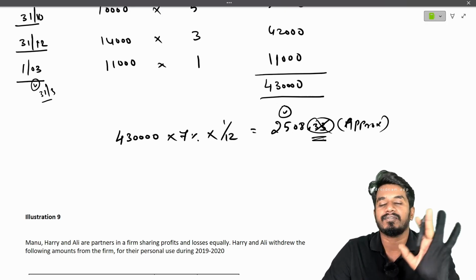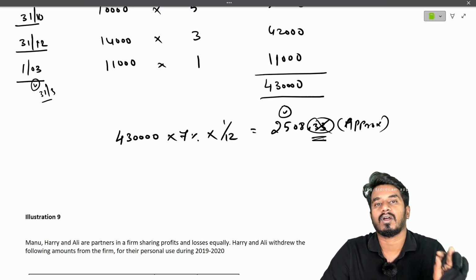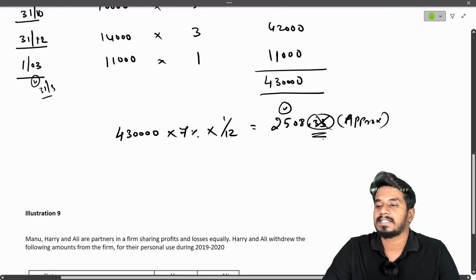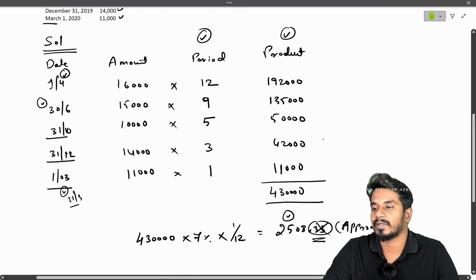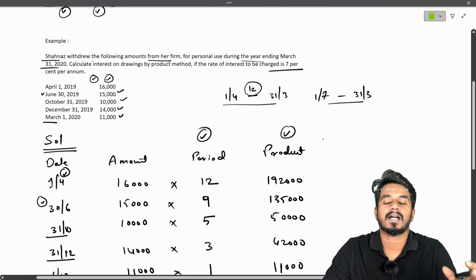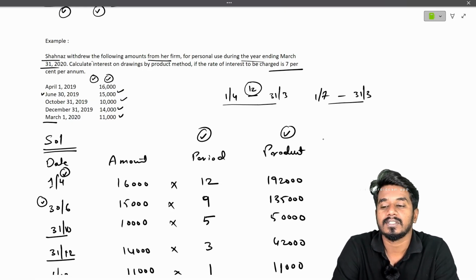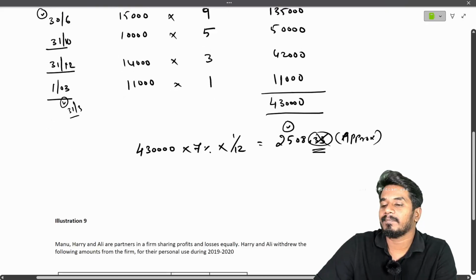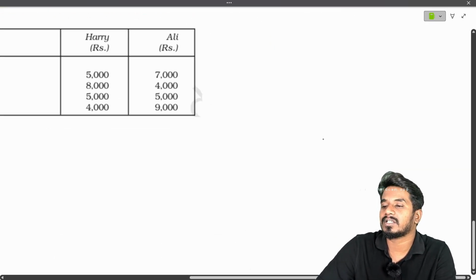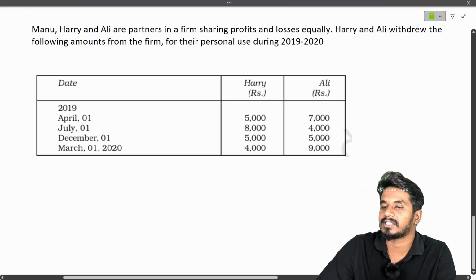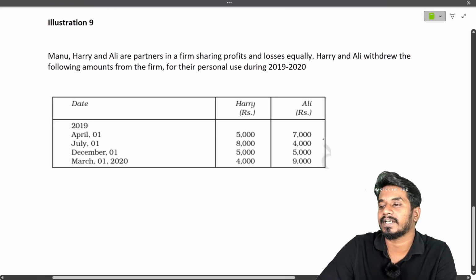Or exactly, if you want to show, you show it along with the point. Correct. So that's it. We have solved one question under the product method and we have understood how we can calculate the interest on drawings. In the same way, we have another question also in your NCERT. So that also we will solve and we'll finish the video.